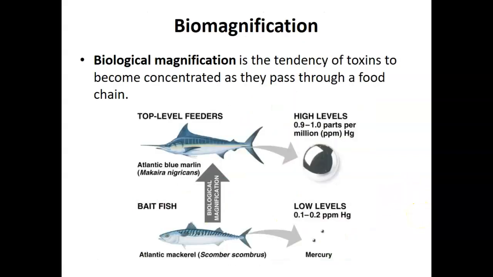Sometimes not only can energy be transferred from the lower level to the top level, but some biomolecules can also be transferred to the top level. Some molecules or minerals can accumulate and be magnified in the top level consumers. For example, the mercury in the ocean can be magnified and accumulated in the fish that are top level feeders.